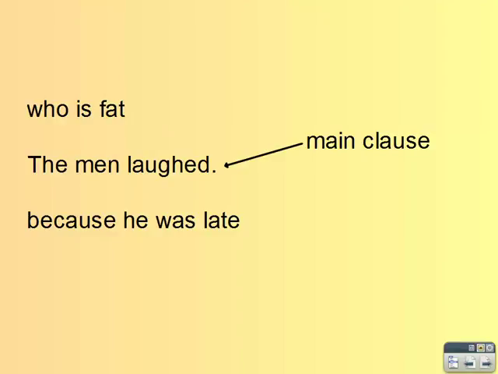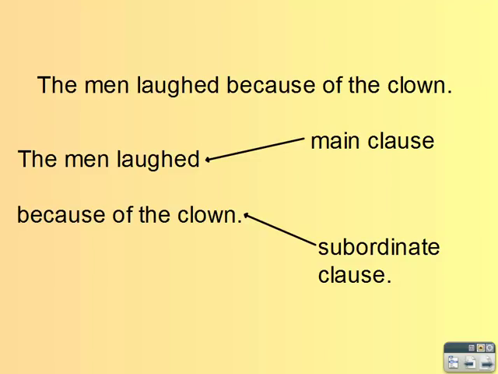The man laughed makes complete sense by itself, and so it is what we call a main clause. So a main clause is a clause that can stand by itself as a sentence to give a complete idea and make sense all by itself. If we said who is fat, it would leave us wondering, what is the subject here? What are we talking about? Because he was late. Again, it doesn't convey a complete idea. But the man laughed expresses a complete idea. It can stand by itself, and so it is a simple sentence.